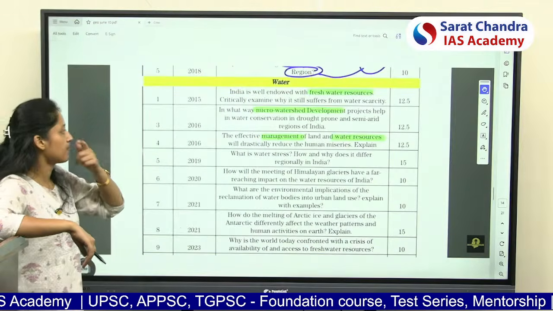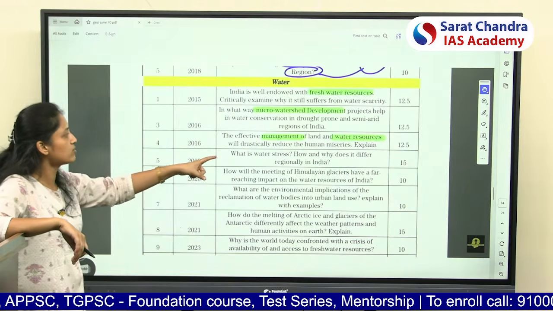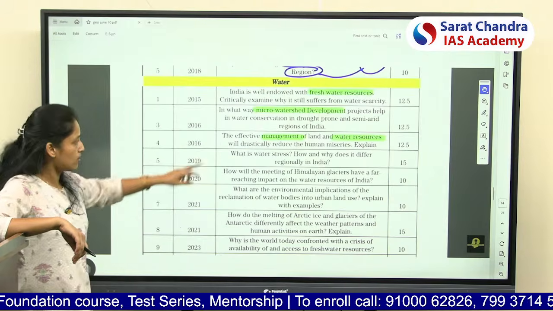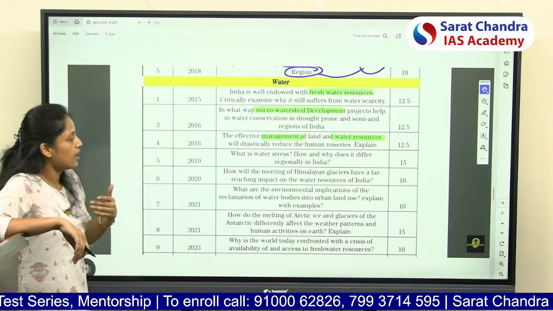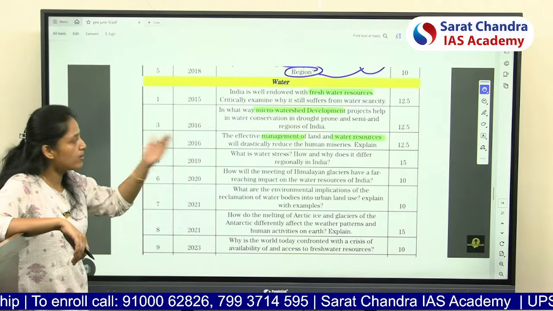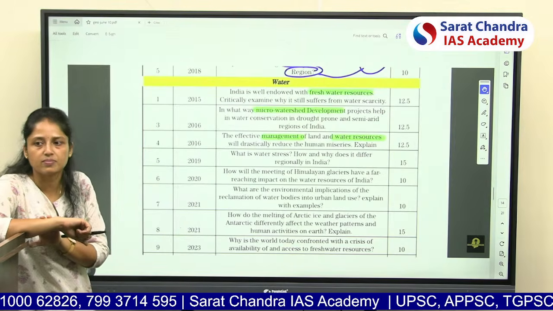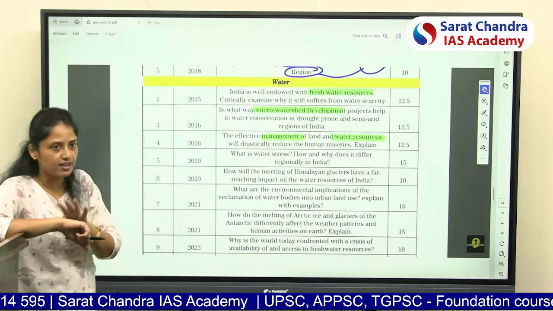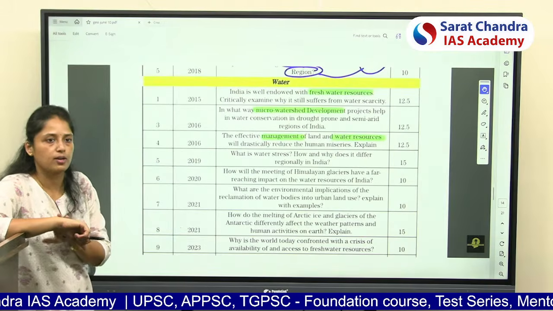After that, effective management of land and water resources will drastically reduce human miseries. Explain. So here, land, leave it. The question is, if you are managing the water resources in a sustainable manner, then human miseries will reduce. So can you answer this question? How? Give me one example. If I am managing water resources in a good way, then how will my problems be solved?